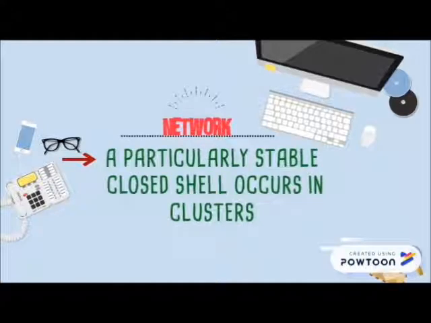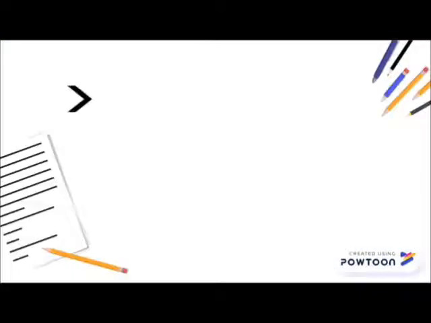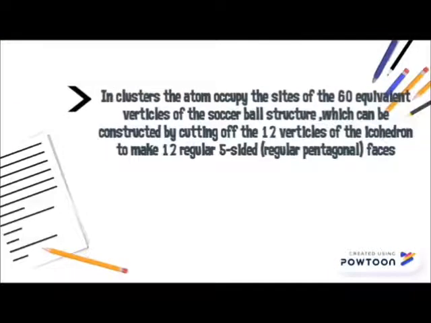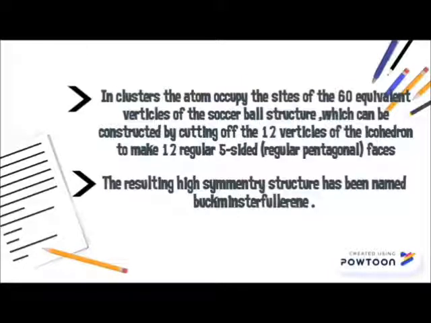Network is defined as a particularly stable closed shell that occurs in clusters. In these clusters, the atoms occupy the sites of the 60 equivalent vertices of the soccer ball structure, which can be constructed by cutting off the 12 vertices of the icosahedron to make 12 regular 5-sided faces, which are regular pentagons. Thus, it results in a high symmetry structure that has been named.